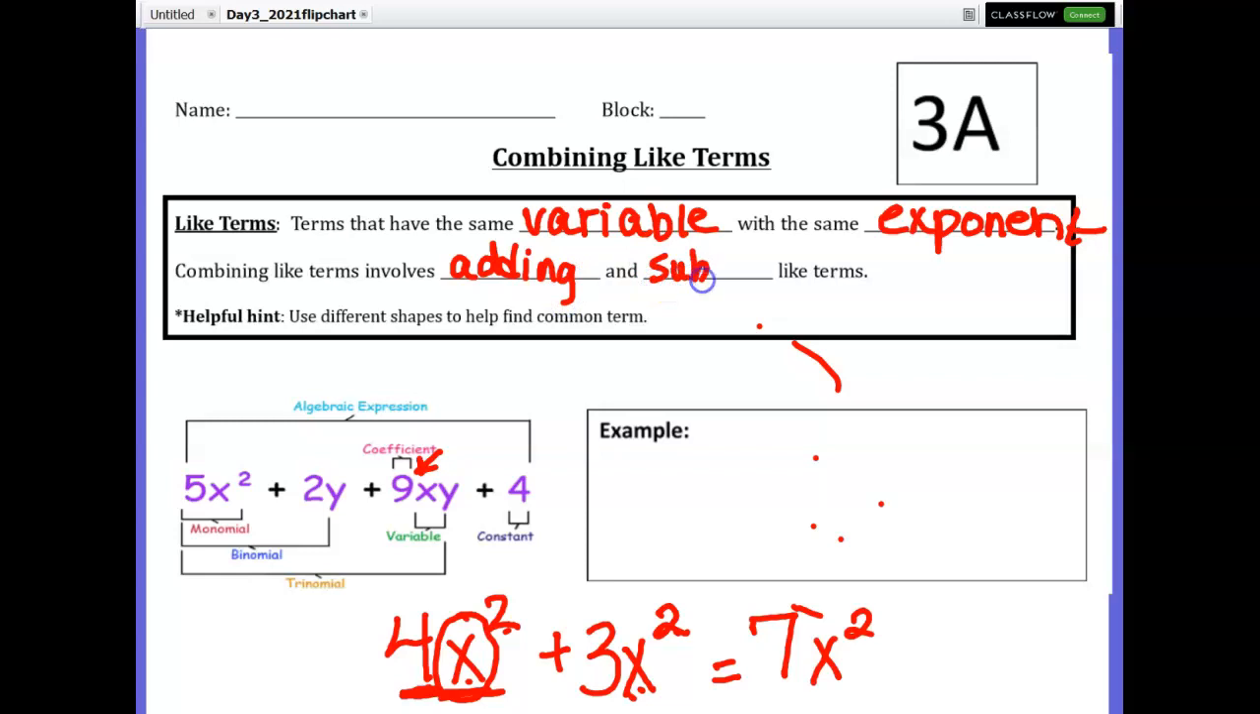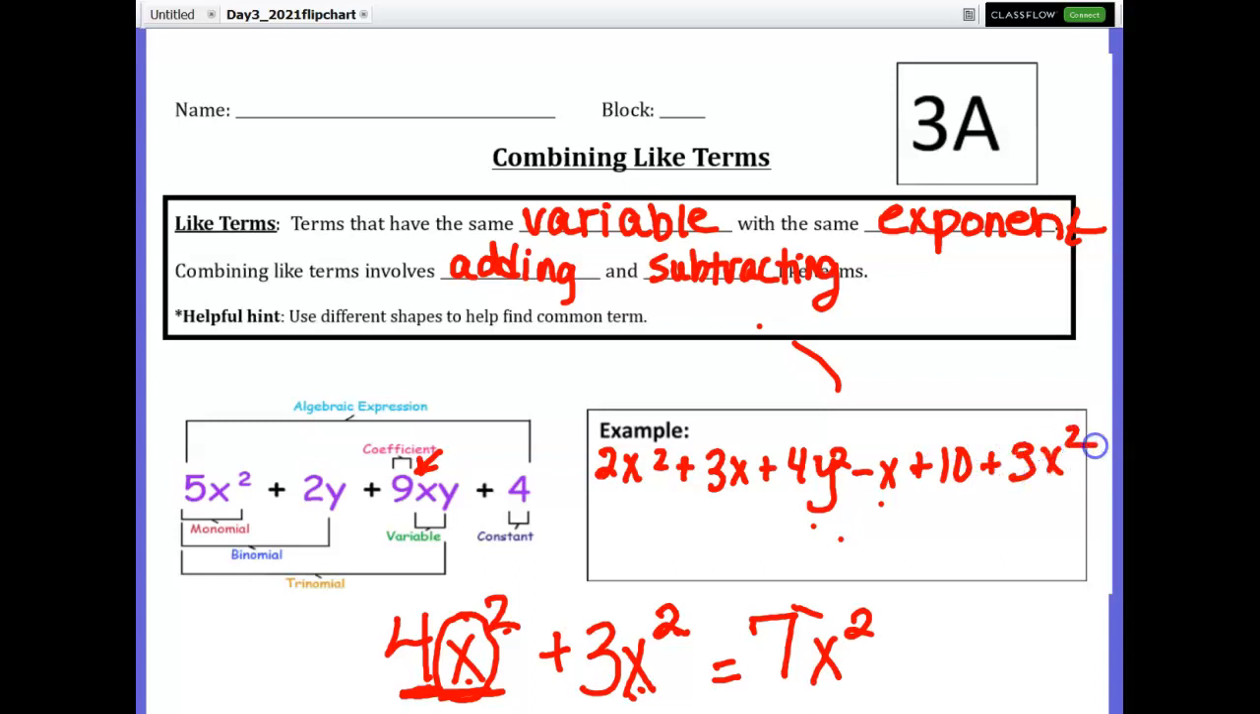All right, let's write that in. The like terms. I'm running out of space. So in the example I'm going to give you, let's see, 2x squared, okay, plus 3x plus 4y squared minus x, okay, plus 10 plus 3x squared. Okay, so we got some different variables, we've got some different exponents. The first thing I'm going to do is go with the highest exponent, all right? So I'm looking for the square. So I've got 2x squared. I'm going to box that in.